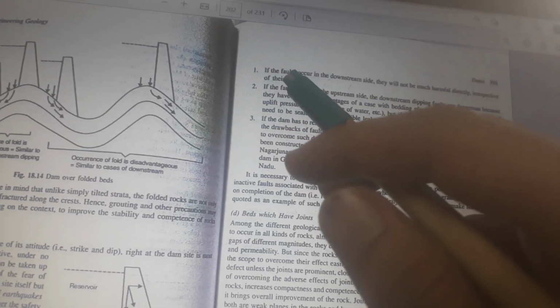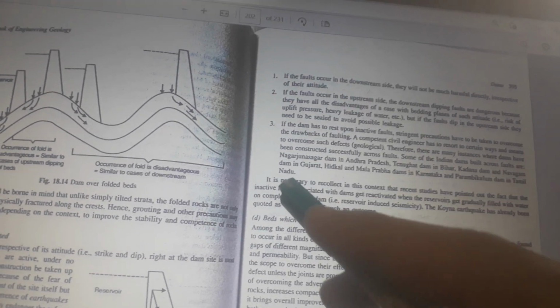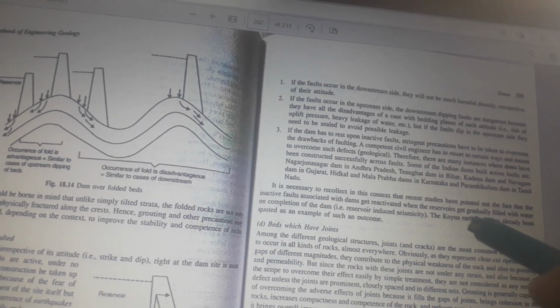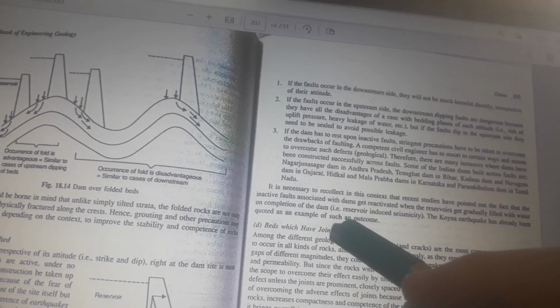Further, among such sites, if the faults occur on the downstream side, they will not be much harmful directly, irrespective of their attitude. It is necessary to recollect in this context that recent studies have pointed out the fact that inactive faults associated with dams get reactivated when the reservoirs get gradually filled with water on completion of the dam, that is, reservoir induced seismicity. The Koyna earthquake has already been quoted as an example of such an outcome.